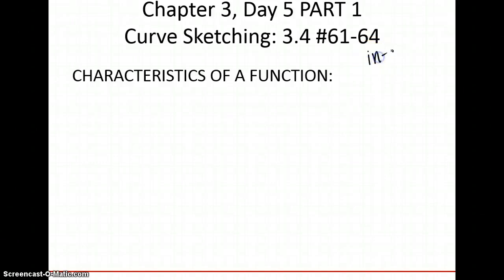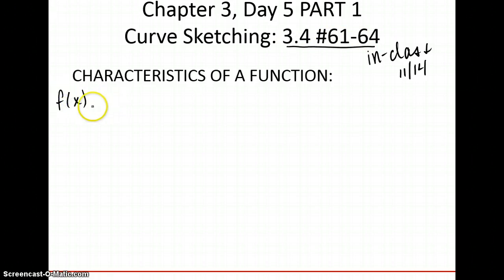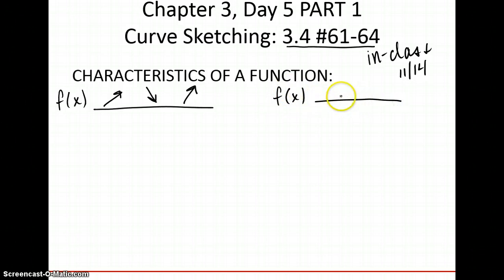Okay, so this is what we covered in class today, the 14th. The packet, you were given functions for section 3-4, number 61 to 64. Alright, so far, we know behavior of a function as far as where it's increasing and decreasing, and we have determined concavity of a function.